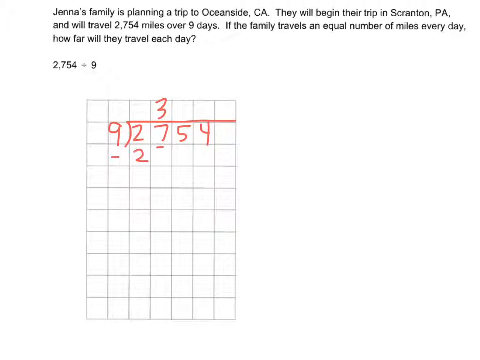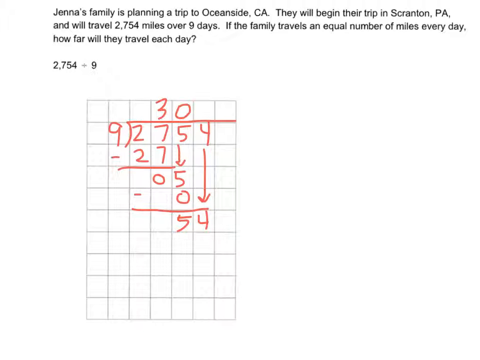And that one actually goes equally. 3 times 9 is 27. I don't have anything left. I'm going to bring down my 5. 9 does not divide into 5, so I'm going to place a 0. And then 9 times 0 is 0. That gives me 5 left.